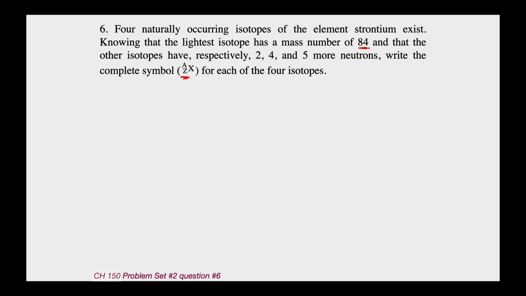The other ones then, we would just add 2, 4, or 5 more to 84. So for example, the second one would have 84 plus 2, 86 for the top number. So we'd write 86, 38, Sr. The next one would have 84 plus 4, 88. The next one would have 89. So here's the way that chemists would write the symbols for these, and you can see the lower left number is always 38. It's always strontium. But what differs is the top number, the mass number. And we're going to use protons plus neutrons to figure that out.